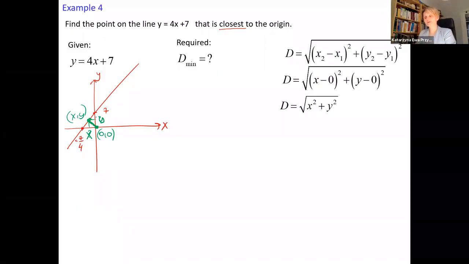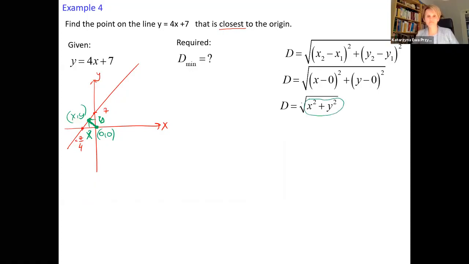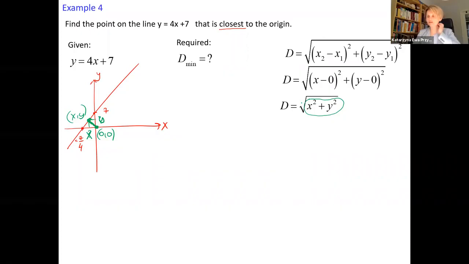But what is also interesting, to minimize the square root it is just enough to minimize the quantity under the square root. Because if the quantity under the square root is as small as possible, the square root of it is also as small as possible. And that's what we will do. We will just focus on the inner function. Here we have to minimize the inner function. That's what we will see in a minute.